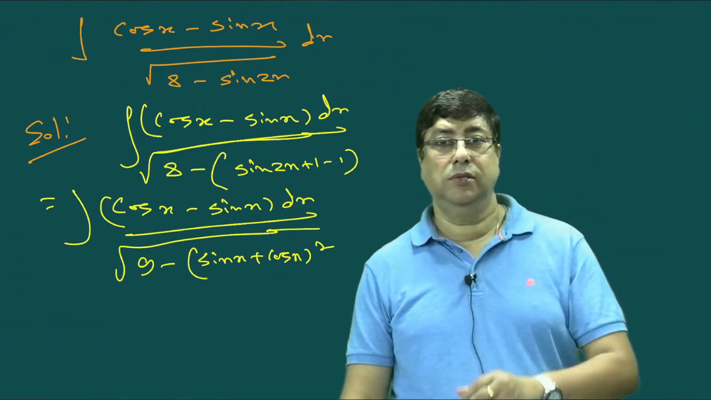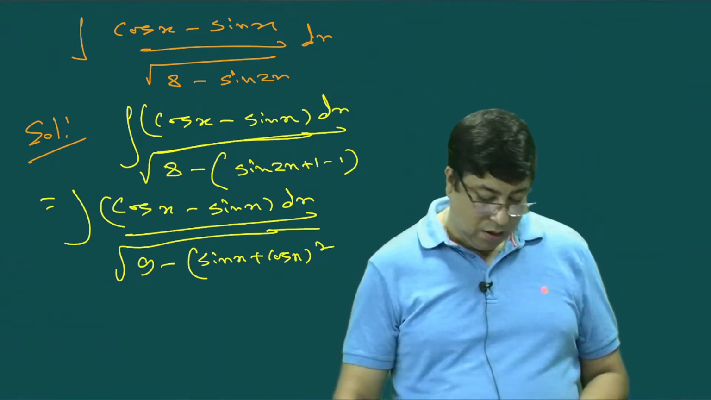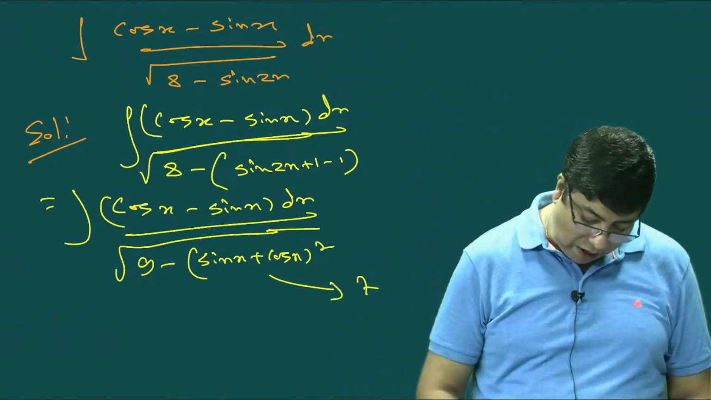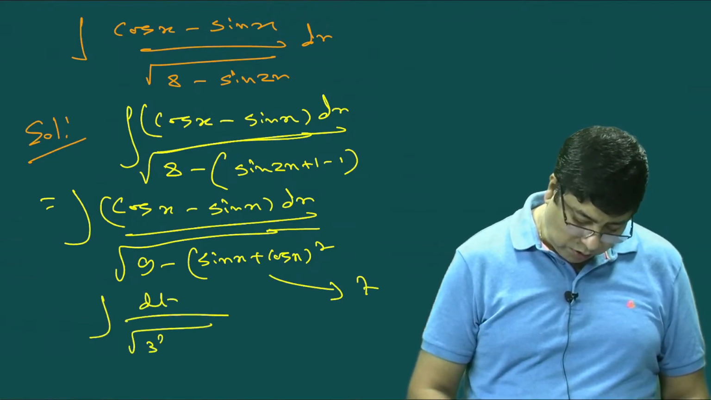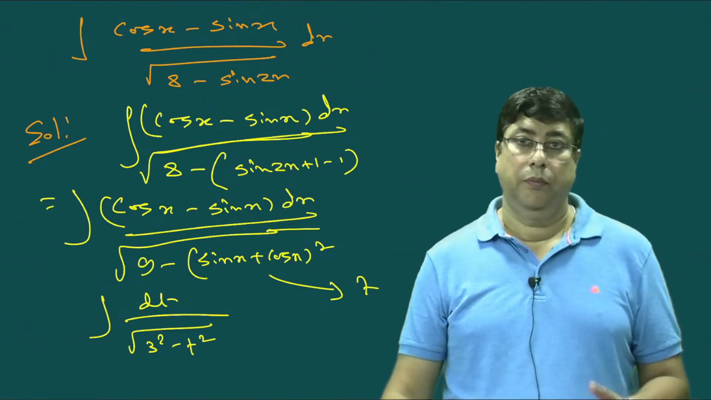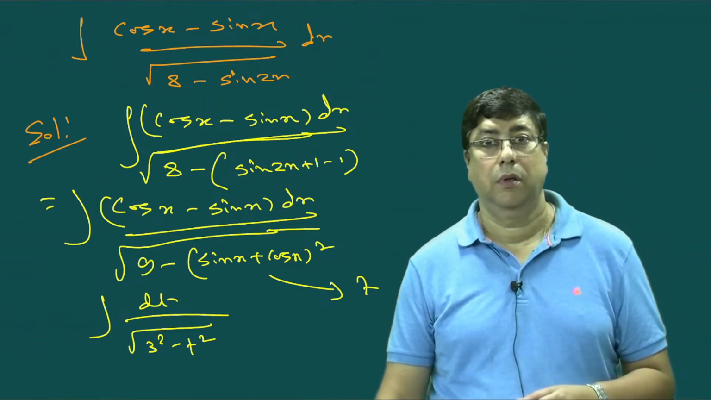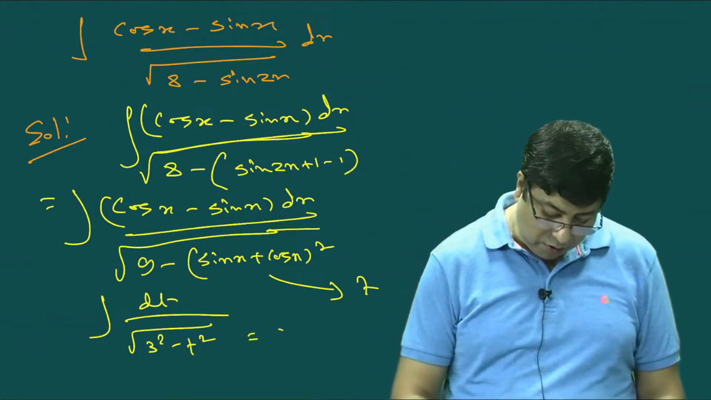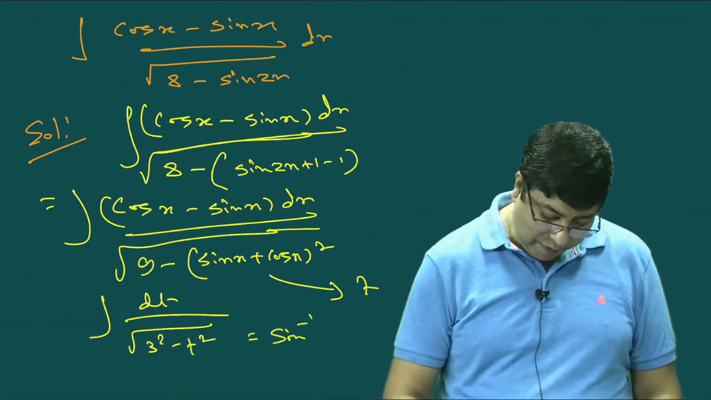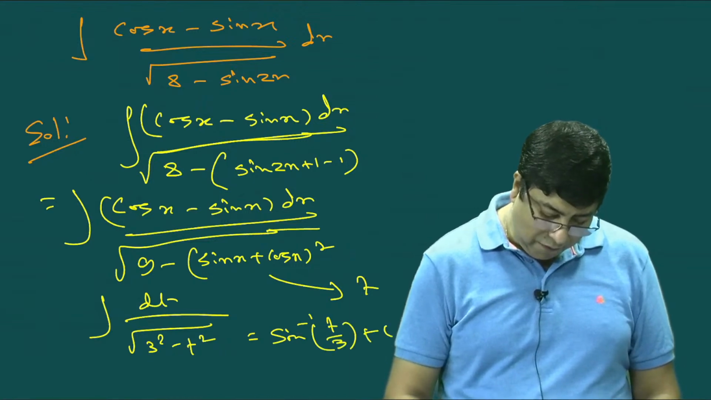Now sin x plus cos x equal to t, and the sum is over. If we take sin x plus cos x equal to t, everybody, we get dt by root over 3 square minus t square. So what is the formula? Sin inverse x by a. So this is coming to be sin inverse of t by 3, and finally put back the value.